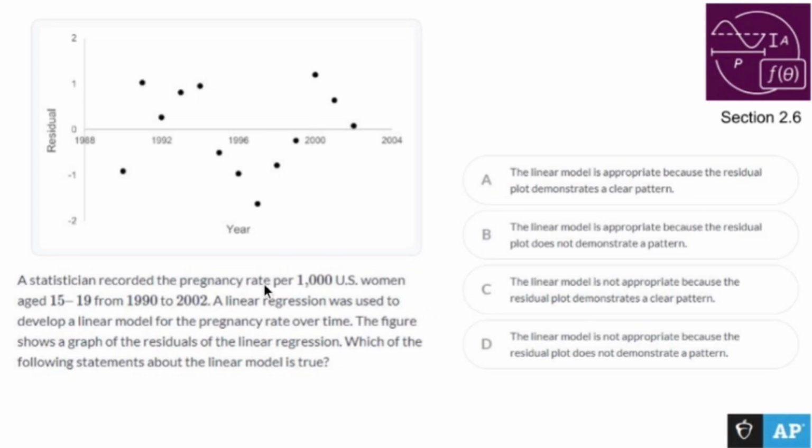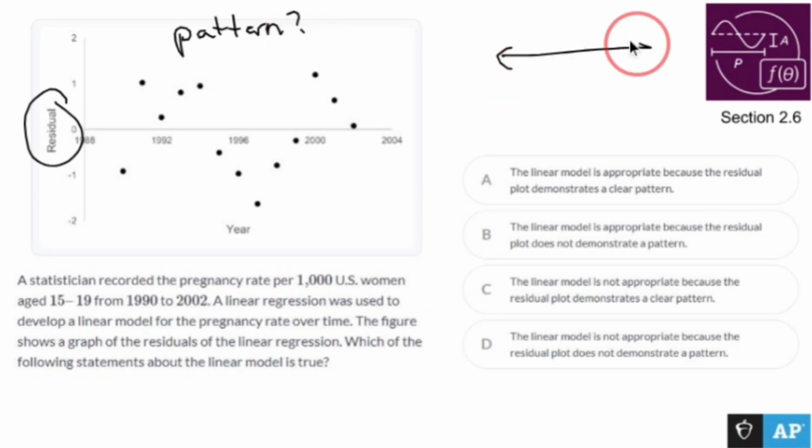A statistician recorded the pregnancy rate of 1,000 U.S. women aged whatever to whatever. A linear regression was used to develop a linear model for the pregnancy rate over time. The figure shows a graph of the residuals of linear regression. Which of the following is true? Now, looking at these dots, what you're looking for with a residual model is, do you have a pattern? In other words, if I were to give you a residual plot that looks like this, that's a clear quadratic pattern. So when you have a clear pattern, a linear model is not appropriate.